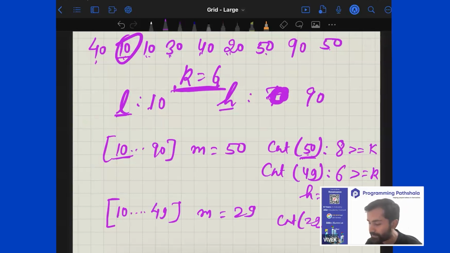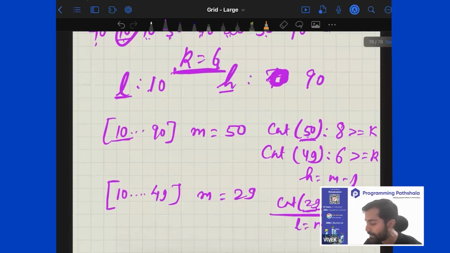Let's everyone count how many elements are smaller than equal to 29. 1, 2, 3, right? Okay, 3. When the count is smaller than k, what do we do in this case? We say that, hey, it is guaranteed that this is smaller than our answer. And if it is smaller than our answer, we will go to the right side. Going to the right side means we will change low equals to mid plus 1. If you change low equals to mid plus 1, what will be the value of low? 30. And now your range will become 30 to 49.